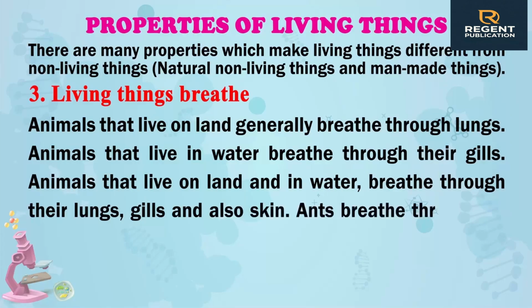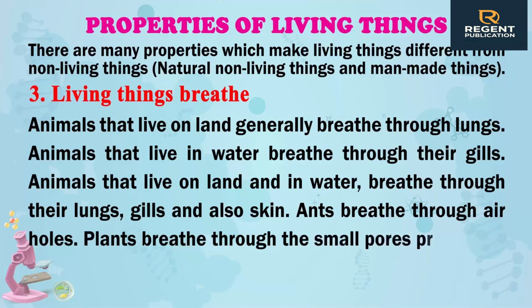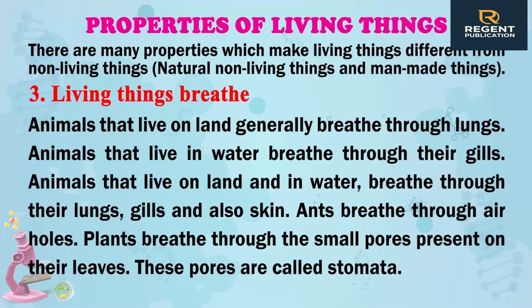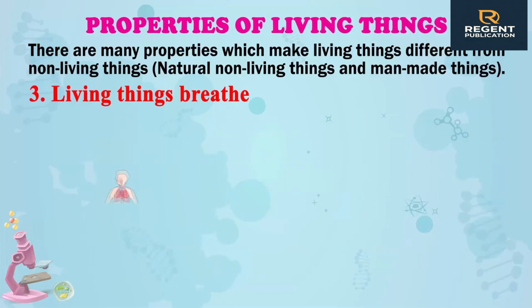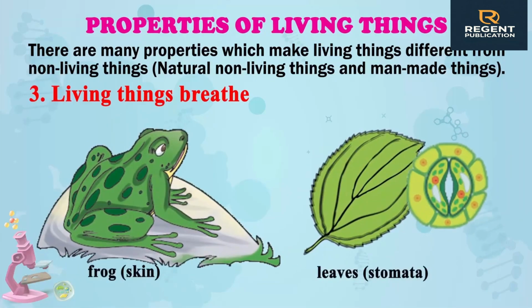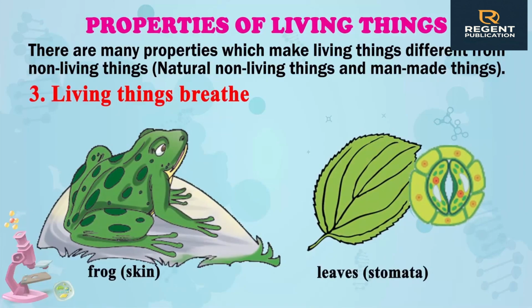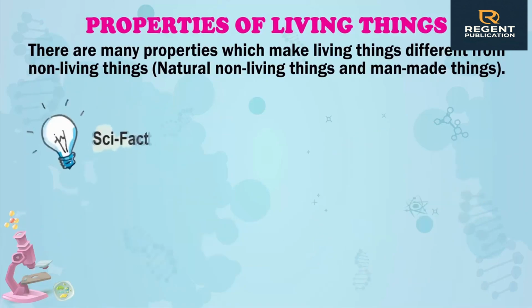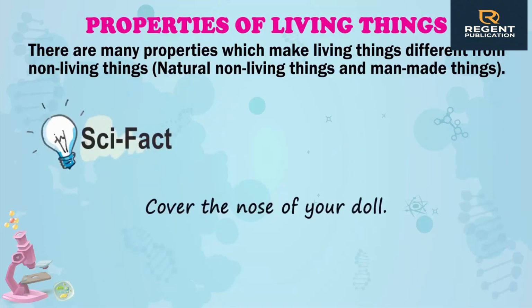Ants breathe through air holes. Plants breathe through the small pores present on their leaves. These pores are called stomata. Human lungs, fish gills, frog skin, leaves stomata. Scientific fact: cover the nose of your doll, nothing will happen to it.